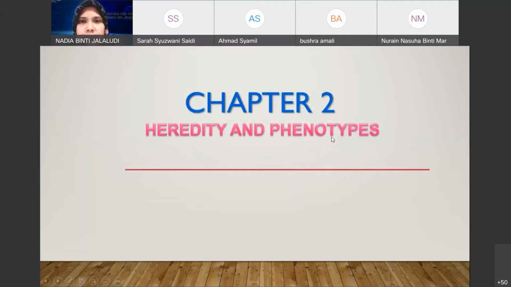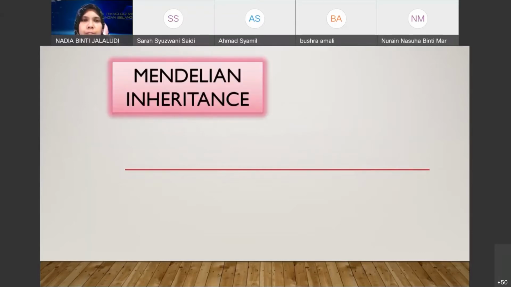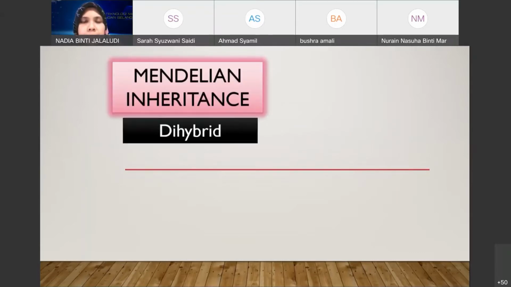So now this is the second part of chapter 2, topic 4. So part 2 is the law of independent assortment. So for Mendelian inheritance, tadi kita have gone through the monohybrid. Now we move on to dihybrid.